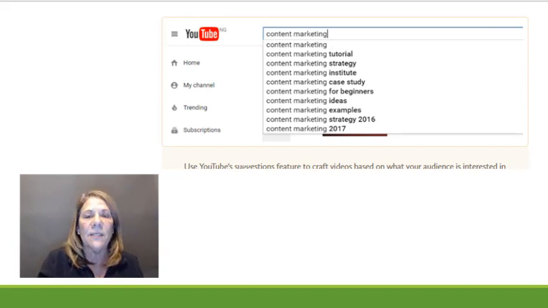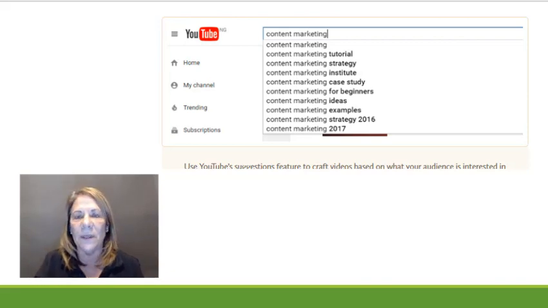Now, the fourth tip is to use long tail keywords. Keywords are the words that are going to help people come to your channel or come to your video. You're already familiar with that. But long tail keywords are when it's more than two keywords.